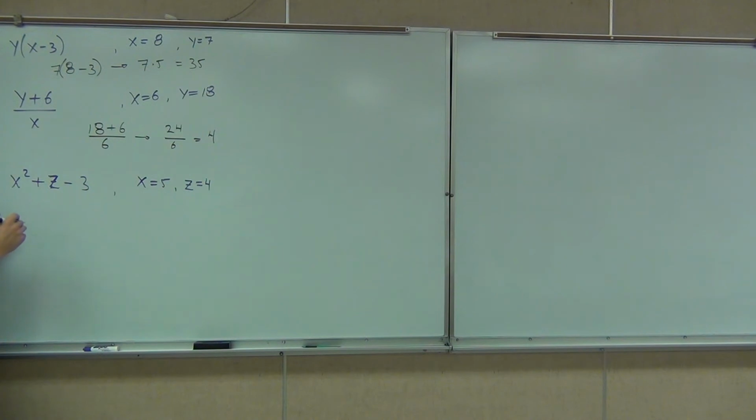Okay, last one involves a little exponent, not a big deal. Instead of x squared, it says 5 squared. Plus, instead of z, we'll put our 4 and wrap that up with the minus 3 like we're supposed to have. So we do our order of operations. Exponents first says 25. We get how much? 25. Yep. Of course, we'll add first because we're going from left to right. So that means we're going to get 29. And then after we subtract the 3, we're going to get 26.